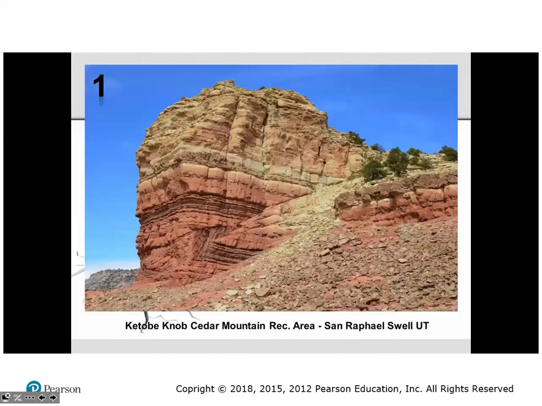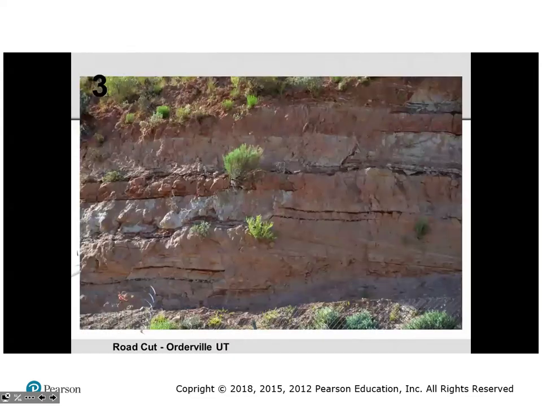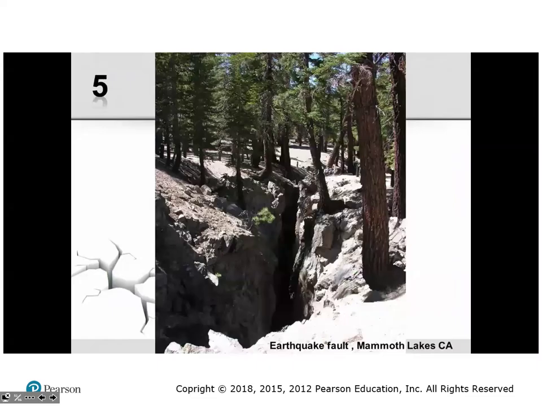Number 1 is Katobe Knob, located in the Cedar Mountain Recreation Area in the San Rafael Swell in Utah. Number 2 is a rock structure that I found at Noosa Heads in Queensland, Australia. Number 3, a road cut near Orderville, Utah. Number 4, rock layers west of Wild Rose Campground on Wild Rose Road in Death Valley National Park. Number 5 is specifically called Earthquake Fault, located just outside Mammoth Mountain Ski Area in Mammoth Lakes, California.